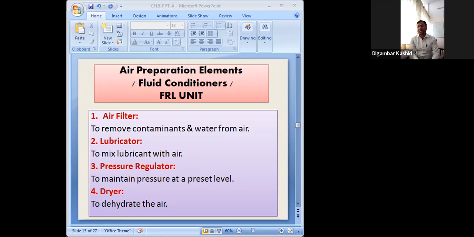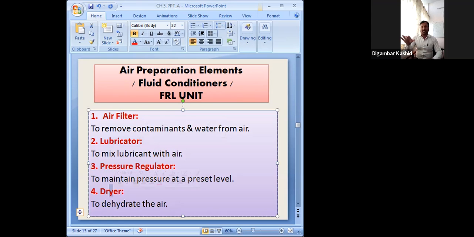Now, which are those elements? The most important air preparation elements are: first, the filter, that is the air filter. Then we have the pressure regulator. Then we have the lubricator. In FRL, F stands for filter, R for pressure regulator, and L for lubricator. Along with this, we have the air dryer also, and another is a muffler.